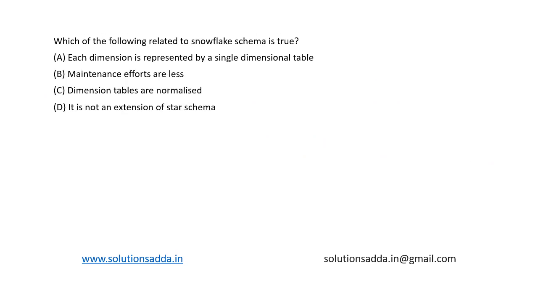This is a question from data warehousing. Which of the following related to snowflake schema is true? Let's see each option. Option A, each dimension is represented by a single dimensional table. In Snowflake schema, it is an arrangement of tables in a multi-dimensional database. So this is false because we are using multi-dimensional and not a single dimensional database. So this is false. Second one is maintenance efforts are less.